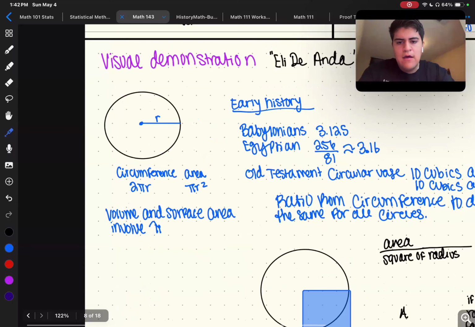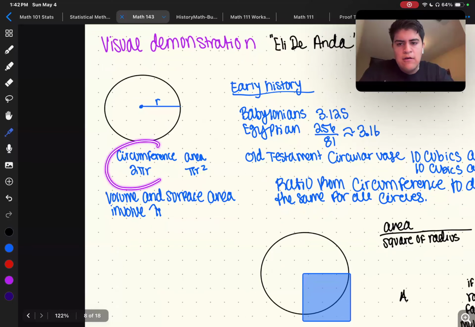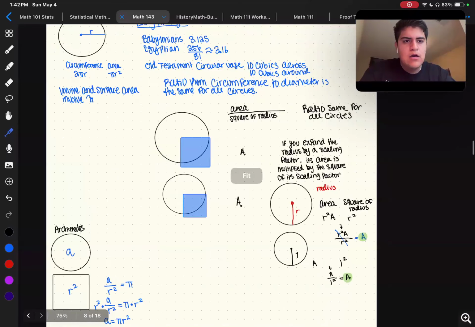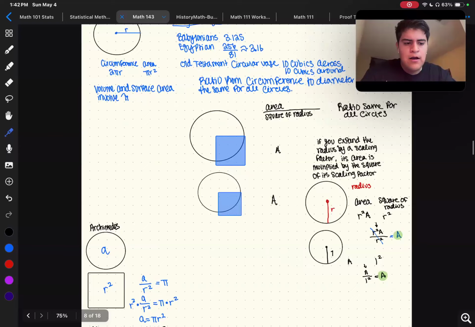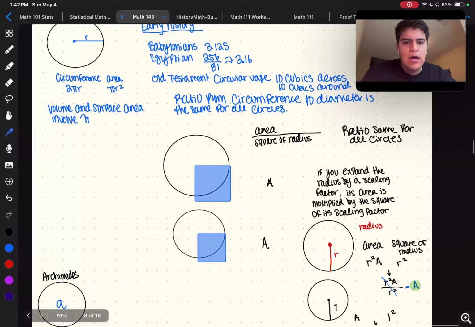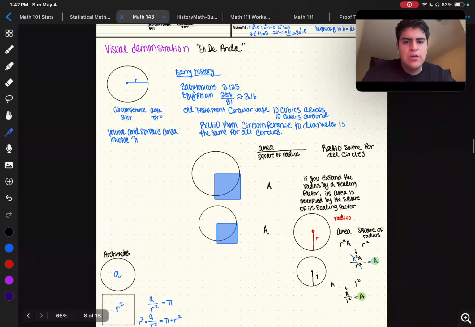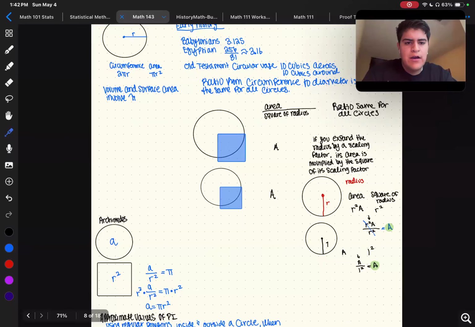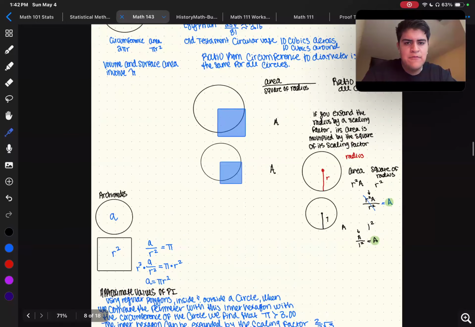Here we have that the circumference is 2 pi times the radius, and the area is pi r squared, and the volume and surface area involve pi. I'm also taking some credit from a video that was posted on our Canvas page that had more calculations of how the formulas were extracted.